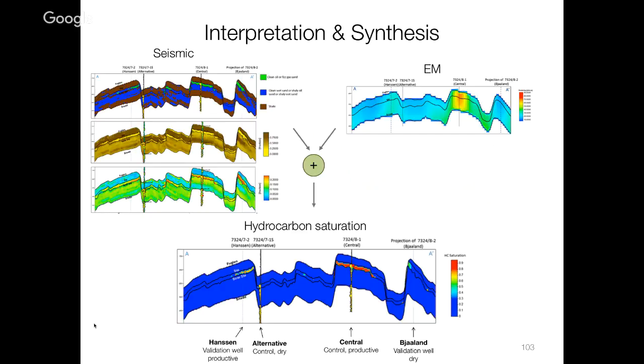It's their rock physics model and everything that they know, but they've come out with this as being a final saturation model. And this region in here, where you have central, is the highest hydrocarbon saturation. The next highest hydrocarbon saturation is this one here, Hansen, which is one of the validation wells, and Vala over here is the other. So of those two, this is the higher priority to drill.